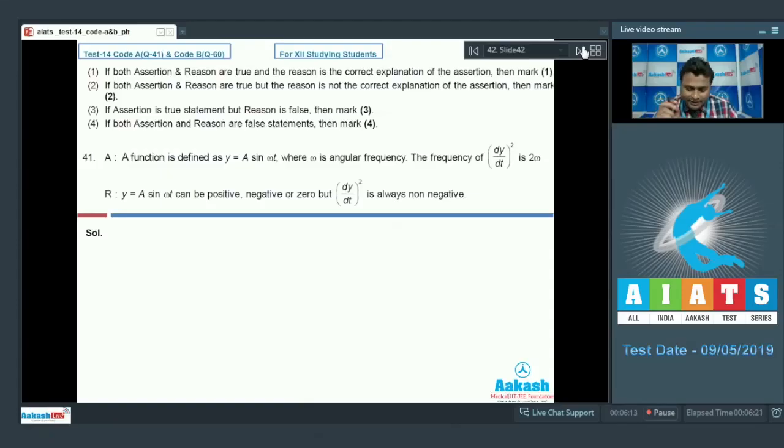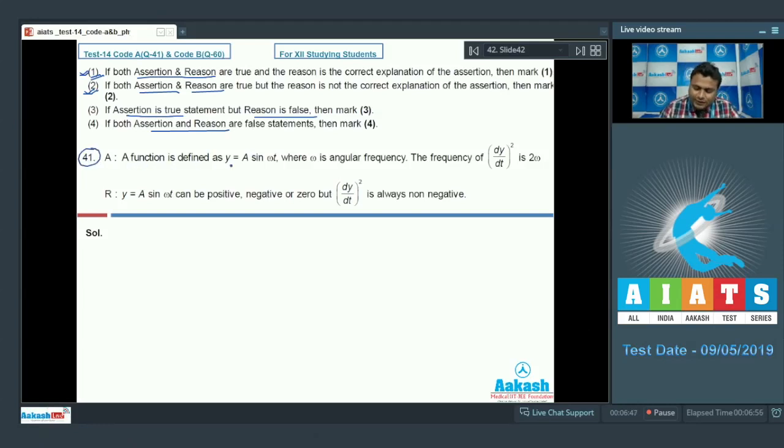So here is question number 41, everyone, which is an assertion-reason type question. Option 1: if both assertion and reason are true and the explanation is also true, then we have to pick option number 1. If A and R both are true but the explanation is not correct, then option number 2. If A is true and reason is false, option number 3. And if both assertion and reason are false, then option number 4 we have to mark. So question number 41, everyone.